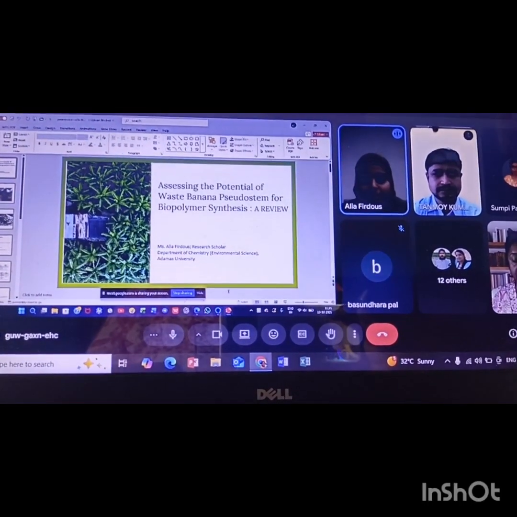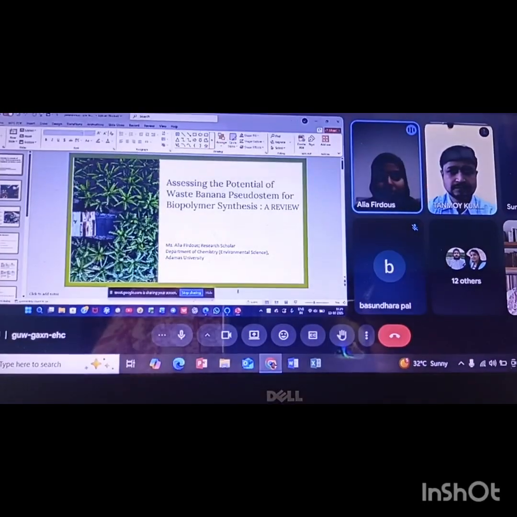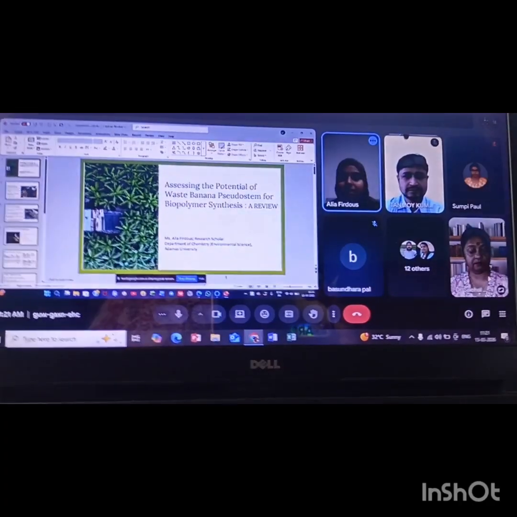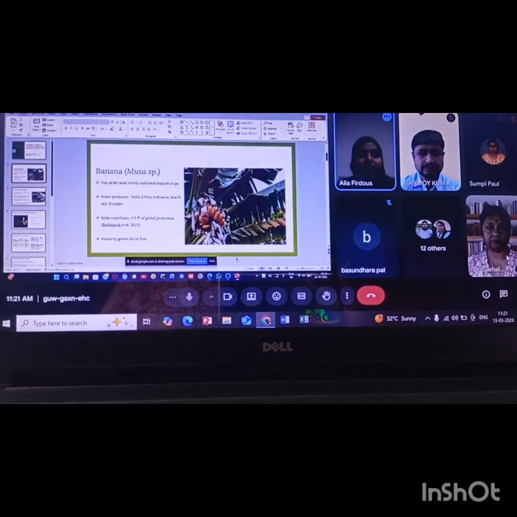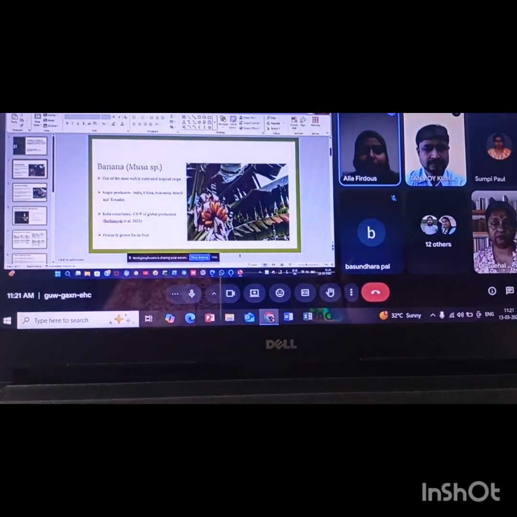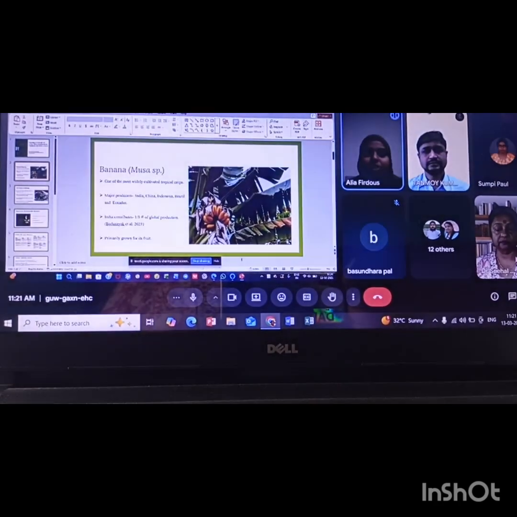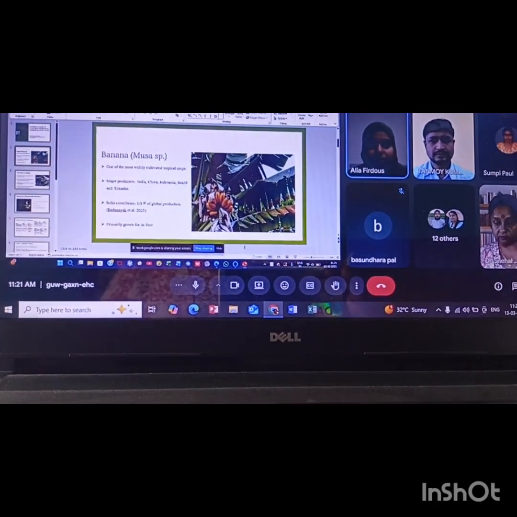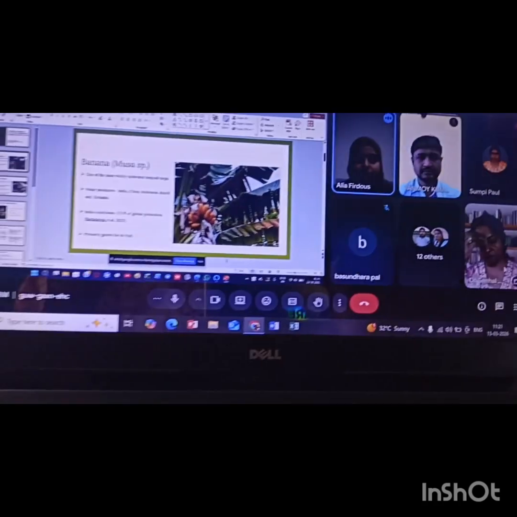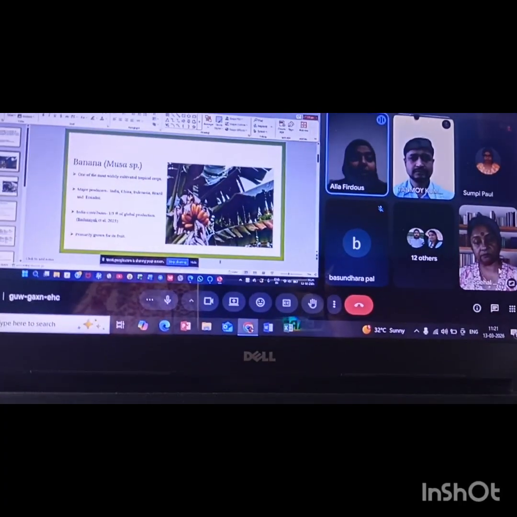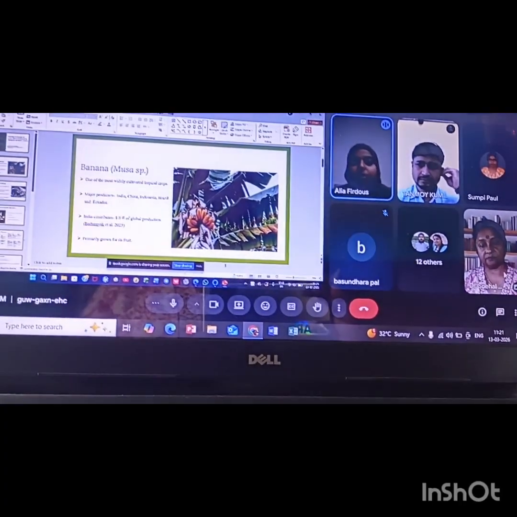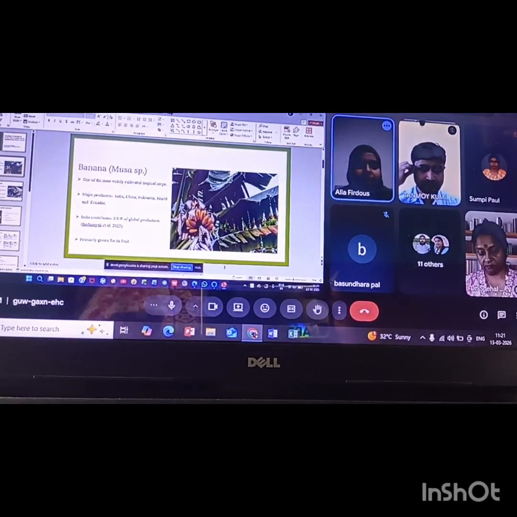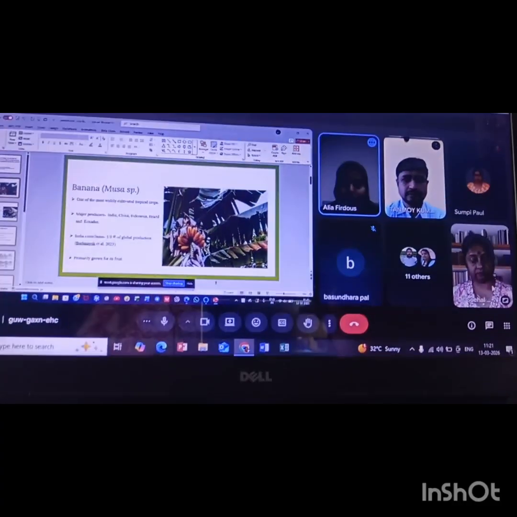My topic is assessing the potential of waste banana pseudostem for biopolymer synthesis, a review. Banana is one of the most widely cultivated tropical crops, and major producing countries are India, China, Indonesia, Brazil, and Ecuador. India alone contributes one third of global production of banana. It is primarily grown for its fruits.